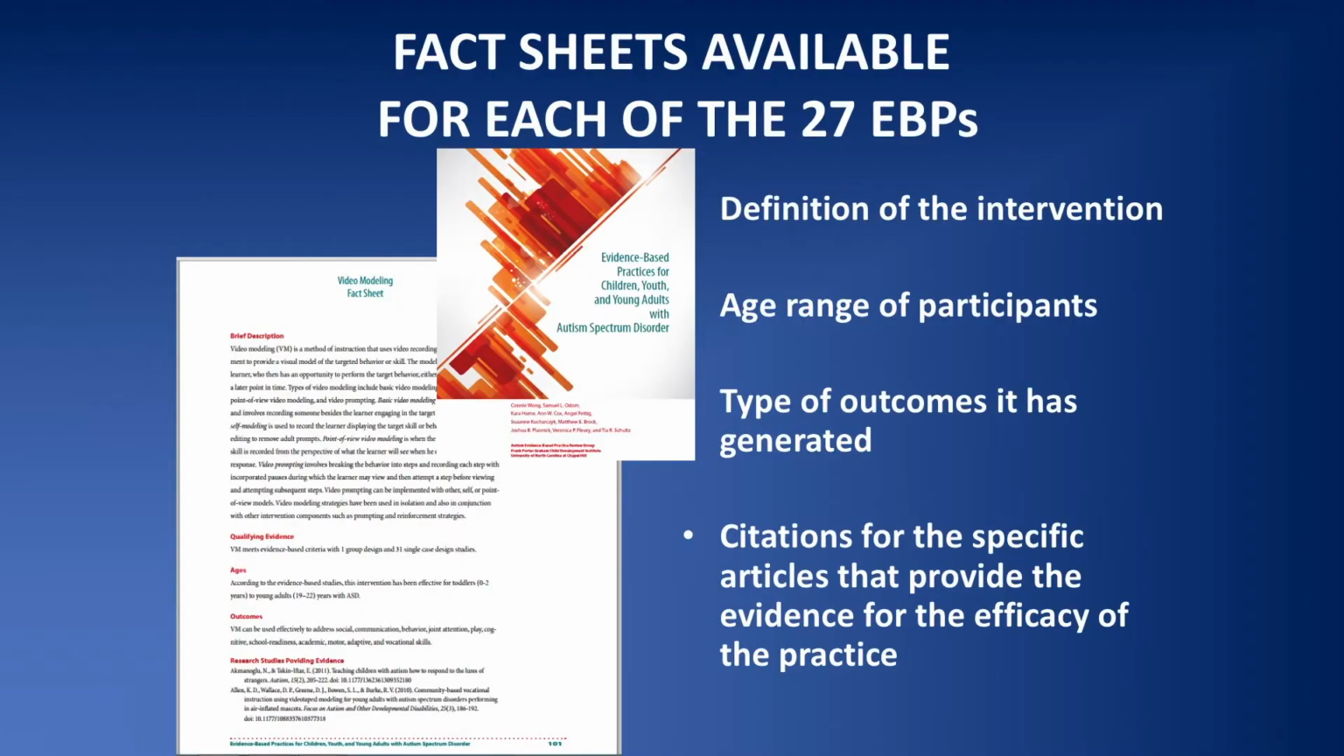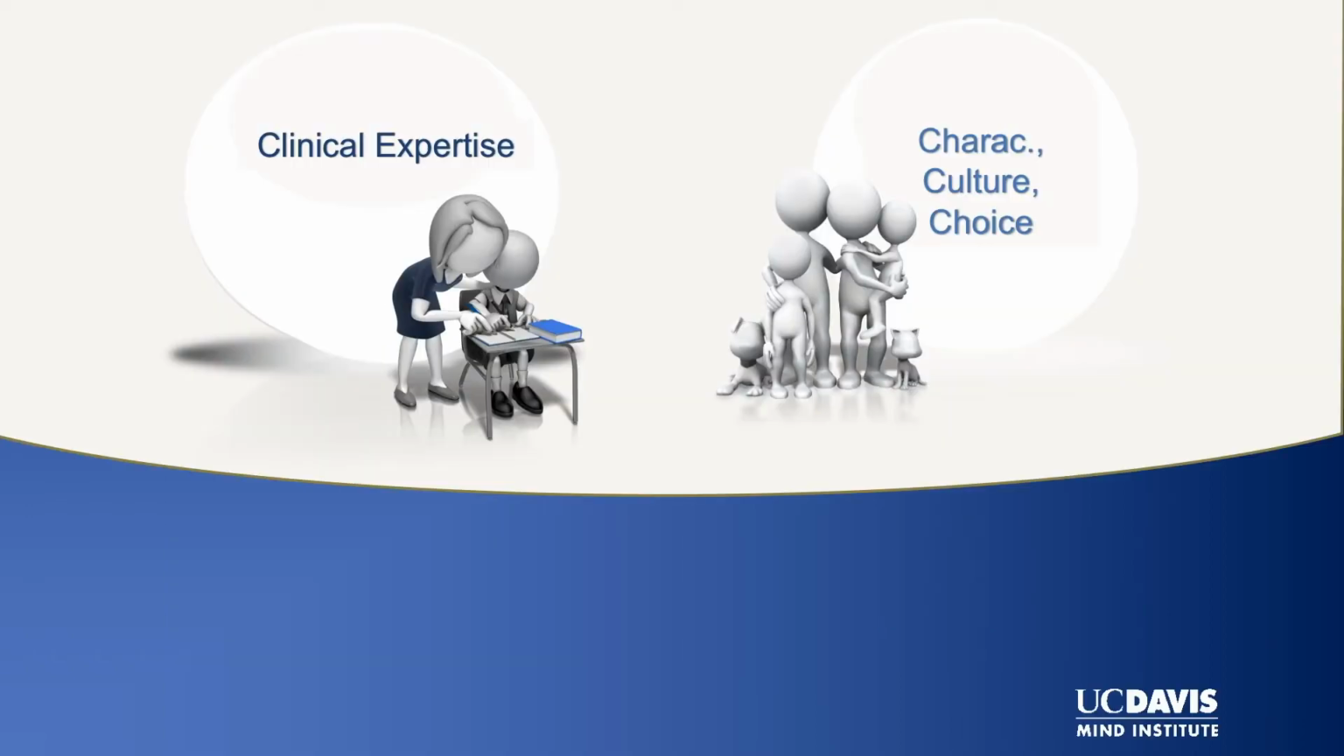On that website that I showed you, we've got definitions of each of those interventions, the age ranges, the types of outcomes, articles where you can go to the primary source to really learn more about it if you want to pick those top 3 and then dig in. Because then you're also going to need to consider those other aspects, right?